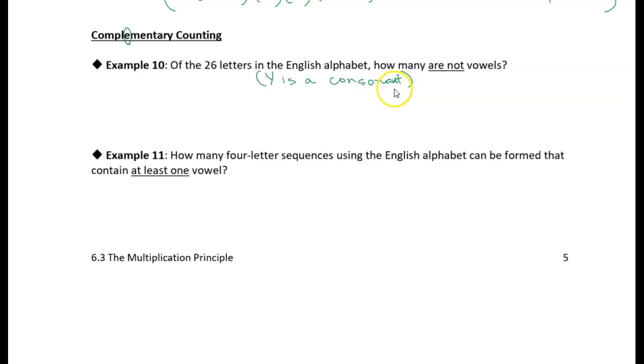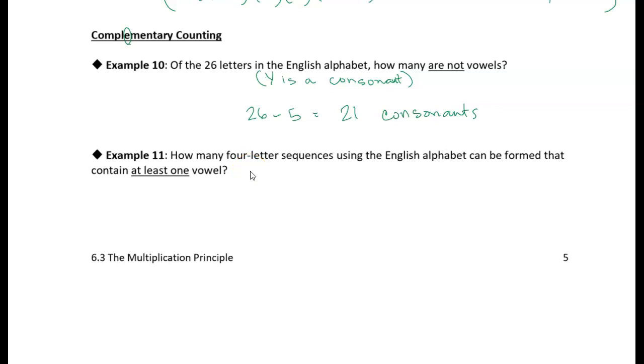And in order to figure out how many of the 26 letters in the English alphabet are not vowels, we would just take 26 minus 5. So that tells us that 21 have to be consonants. All right? What you did right there was called complementary counting.